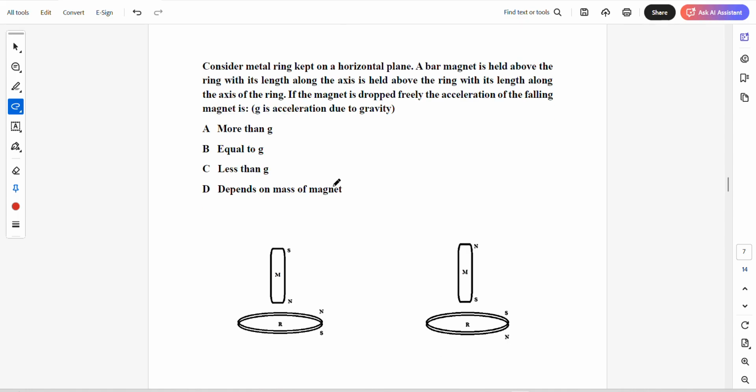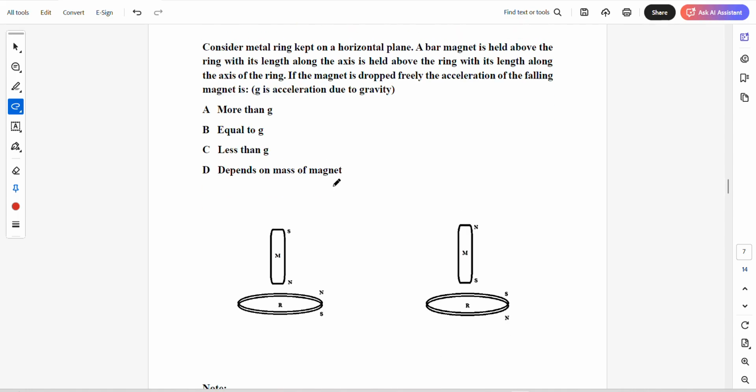Next problem. Consider a metal ring kept on a horizontal plane. A bar magnet is held above the ring with its length along the axis of the ring. If the magnet is dropped freely, is the acceleration of the falling magnet more than g, equal to g, or less than g? This is a magnet, north pole.